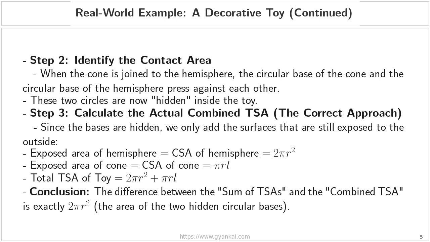Now that we've seen why simply adding the individual total surface areas leads to an incorrect result, let's move on to step 2 and find the correct way to calculate this. As we move to the next slide, keep this distinction in mind, as it will help you avoid the most common traps when solving these types of problems.